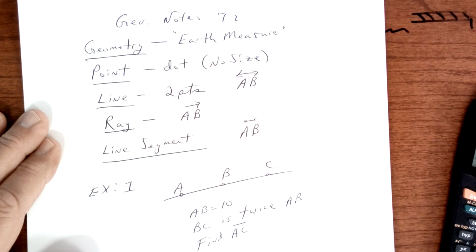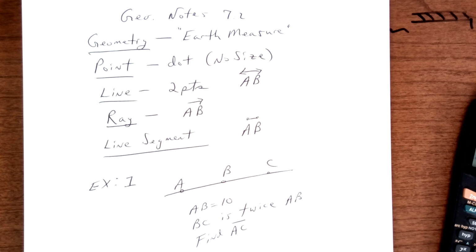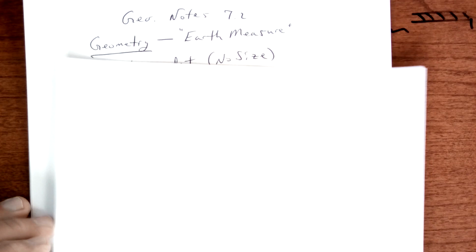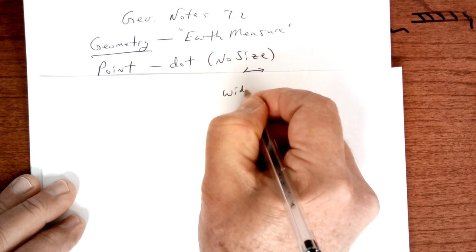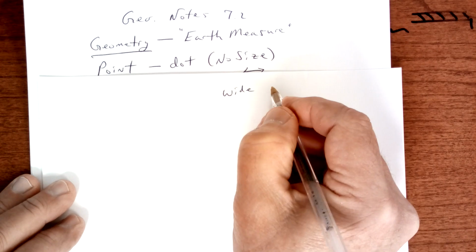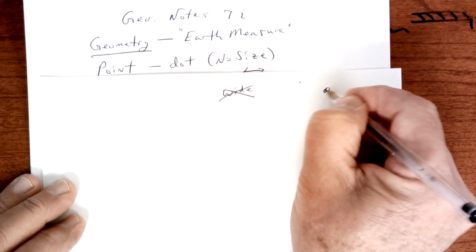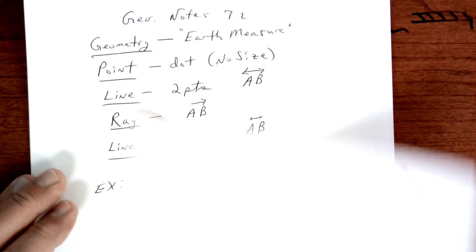Copy down these notes. We're going into 7.2, and we're going to talk about some geometry. Copy everything you see. Okay, so at this point, what does geometry mean? Well, it means earth measure. Point is a dot. There's no such thing as a wide dot or a skinny dot. It's just a point. Okay? You don't have a bigger dot or point. Okay? There's no size, is what I'm trying to say.